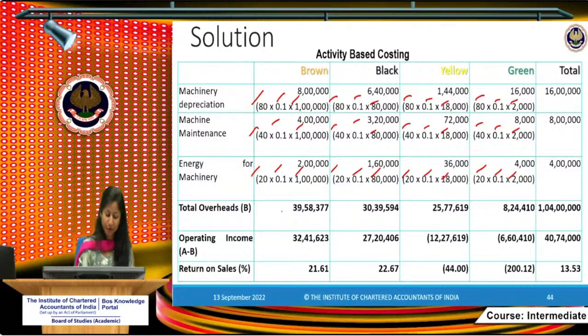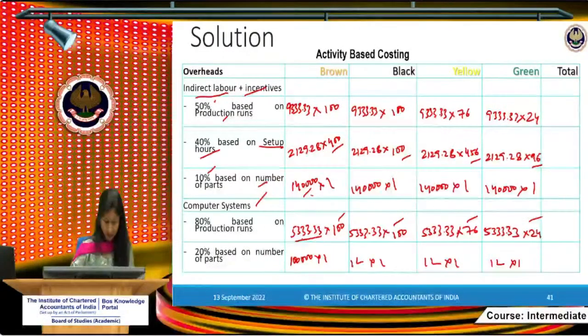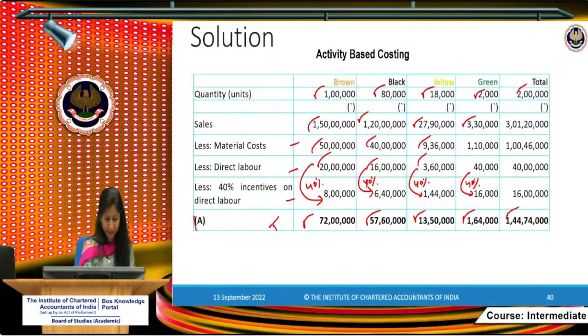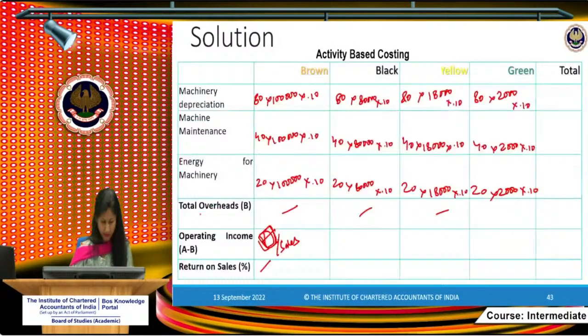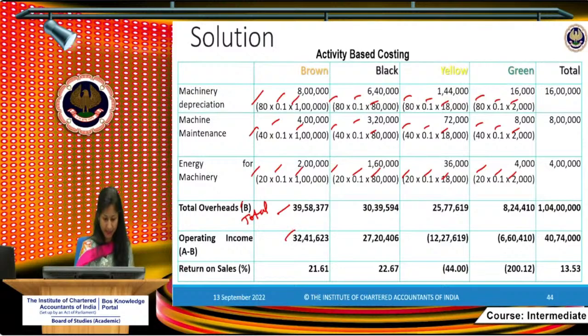Then you just need to do the total, and then subtract this figure from the A figure. What was A? A was this one. So you will get the actual operating income and then the return on sales. I think we are through with this question, and everything is clear. If you have any query regarding this particular question, you can ask. Otherwise, we will do a quick review for this question.